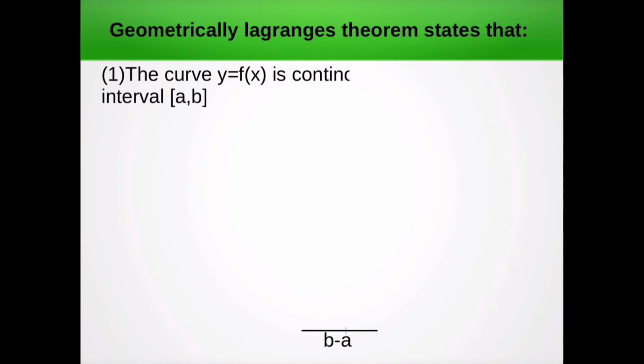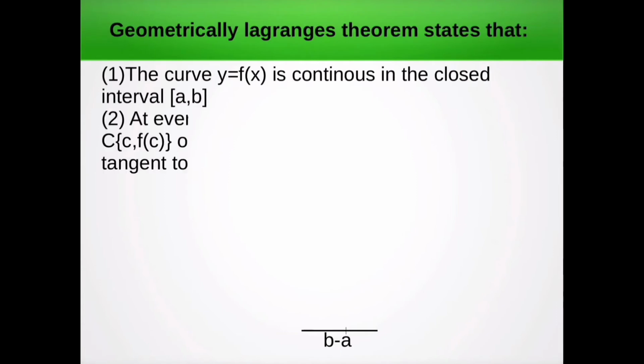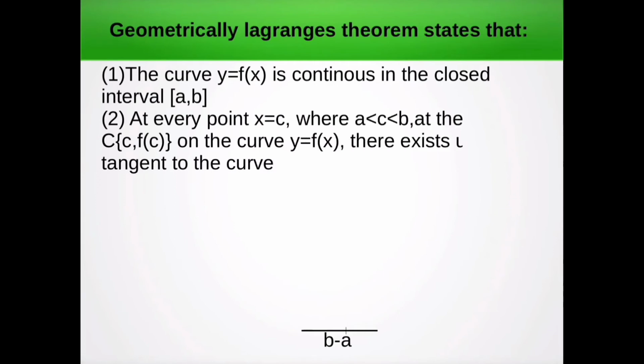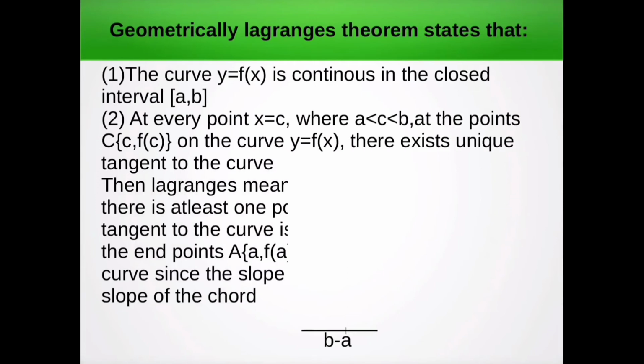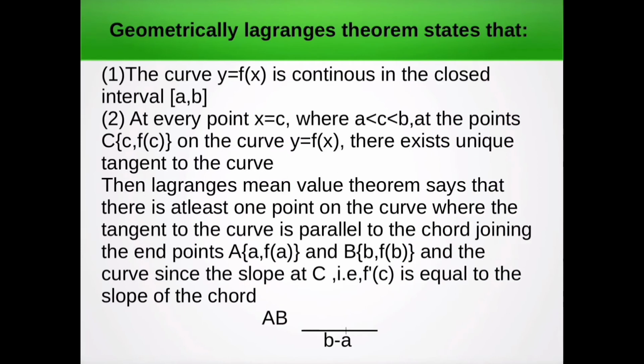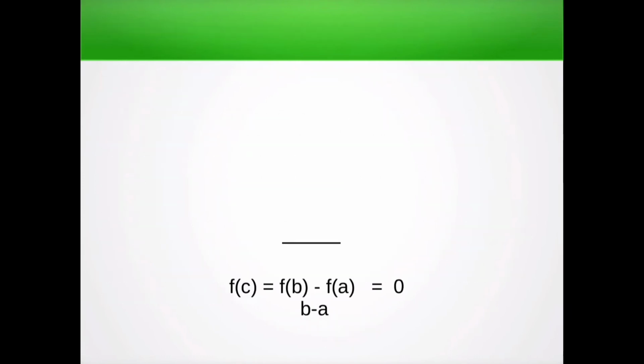the curve y is equal to f of x is continuous in the closed interval [a, b] and at every point x equal to c, where a is less than c less than b, at the point (c, f of c) on the curve y is equal to f of x, there exists a unique tangent to the curve. Then Lagrange's mean value theorem says that there is at least one point on the curve where the tangent to the curve is parallel to the chord joining the endpoints a and b of the curve, since the slope is at c. That implies f dash of c is equal to the slope of the chord AB, which is f of b minus f of a by b minus a.